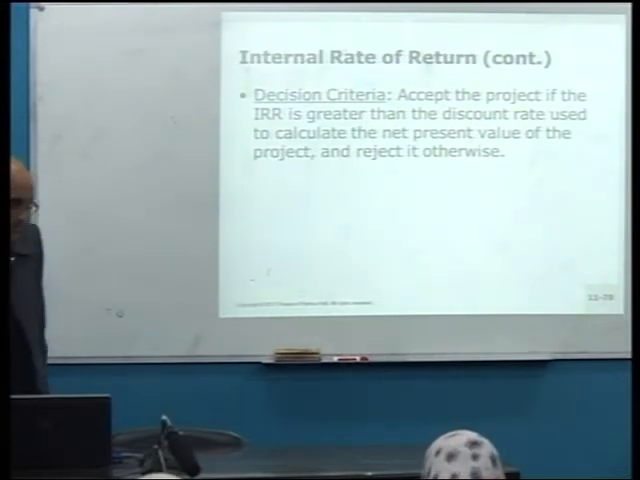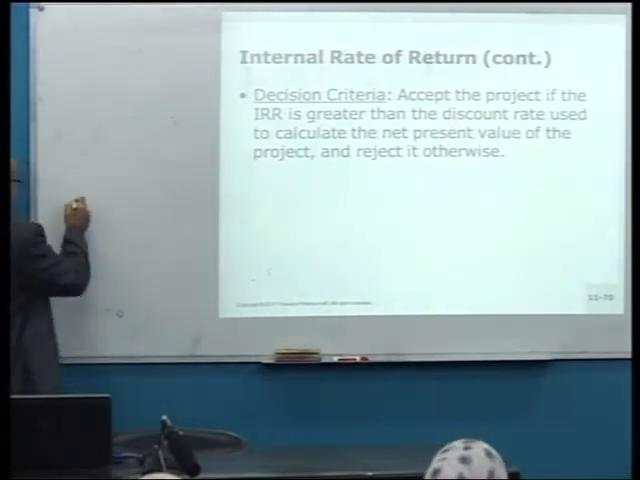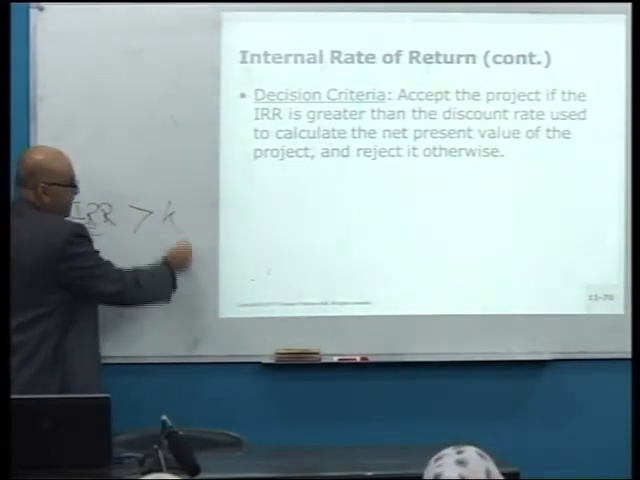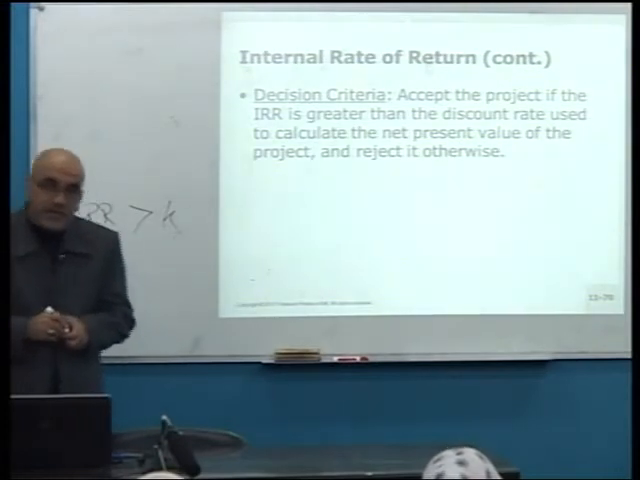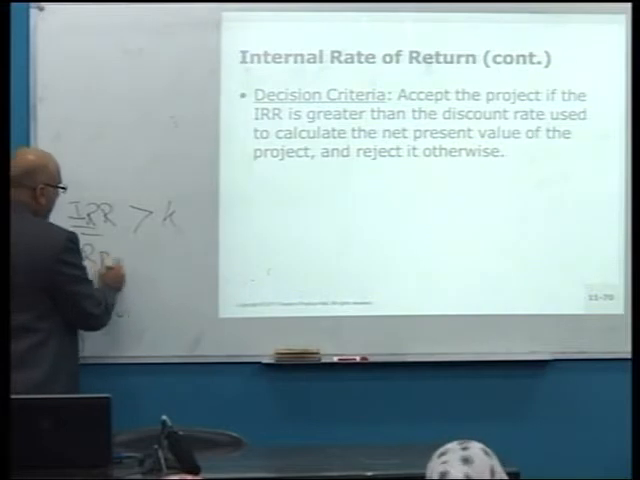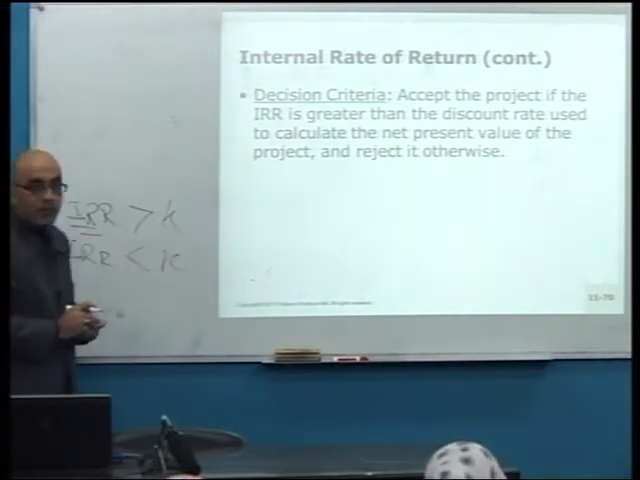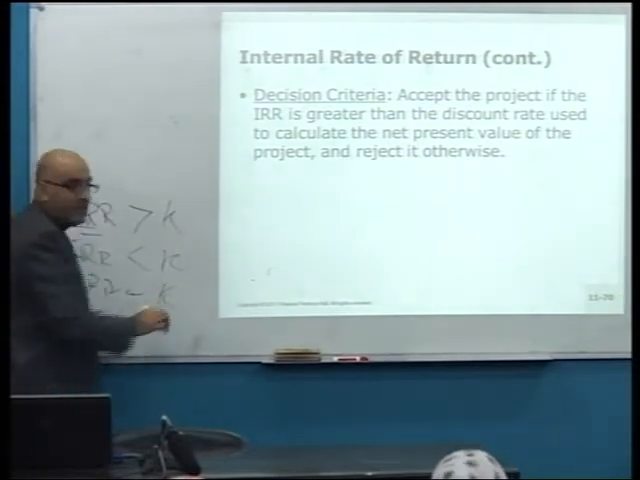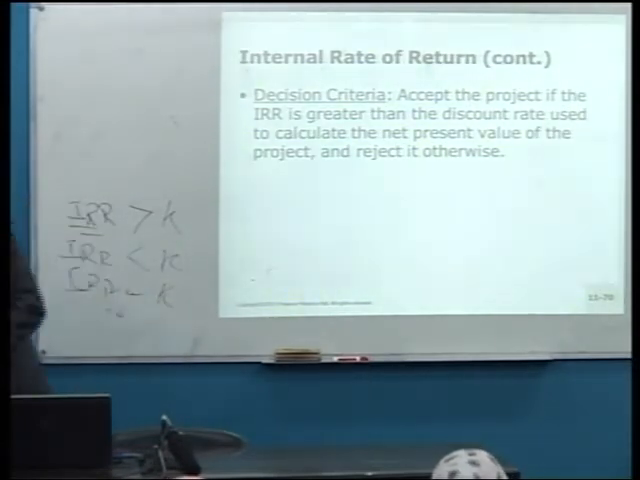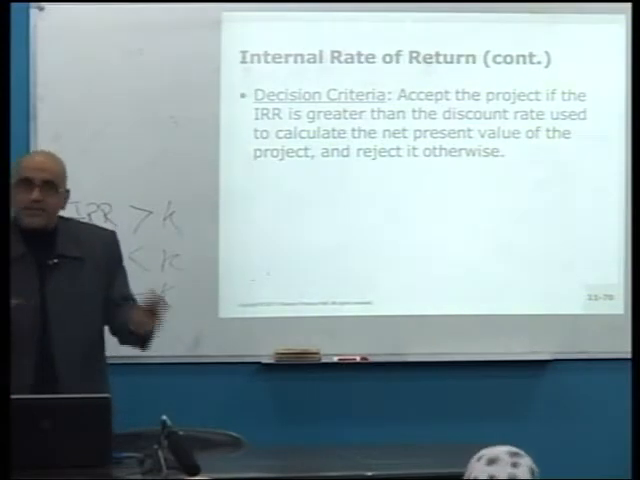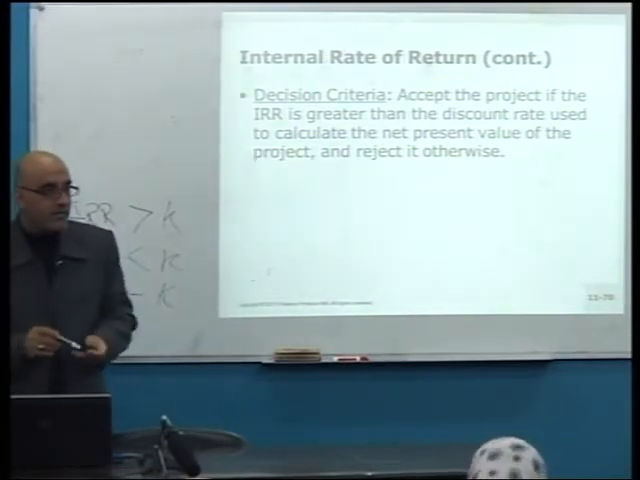The decision is, if the IRR is greater than K, or the discount rate, we accept the project. If IRR is less than K, we reject the project. If IRR is equal to K, we are on the edge. We accept or reject, it's 50-50. Okay?